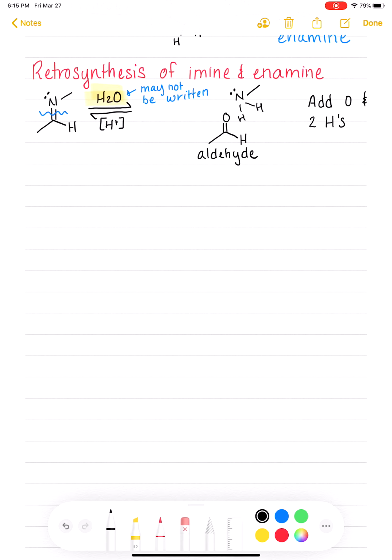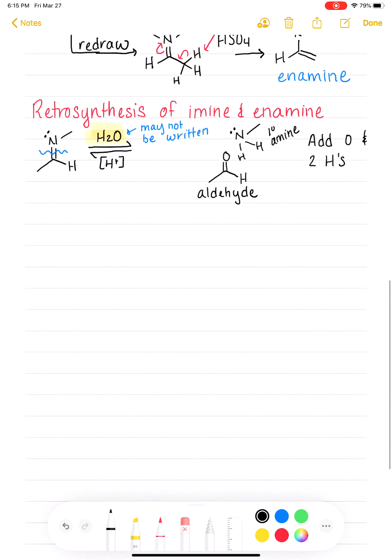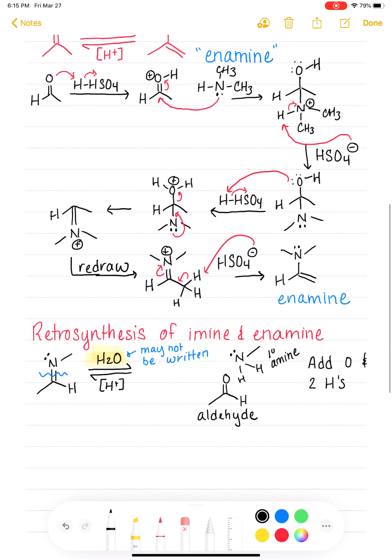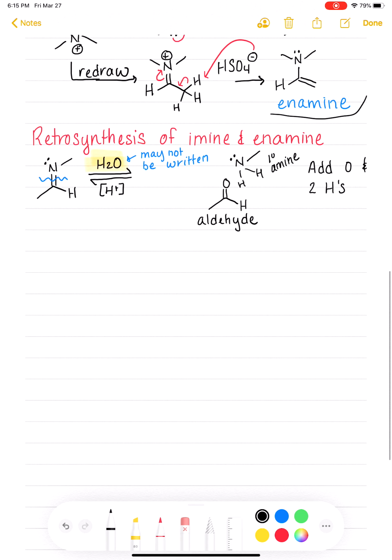I've got them kind of jammed up together. And if you look back in your notes to this particular reaction that we did forward, you'll see that these are the aldehyde and the amine that we used to synthesize the imine. For the enamine, we're going to use the same enamine that we did here. The enamine is a little bit trickier. Let me redraw this guy.